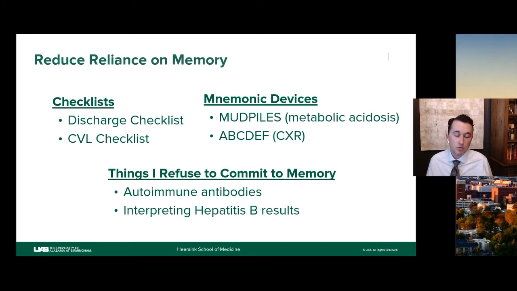Same for interpreting hepatitis B antibody results. I've got all the antibodies saved in a folder. I'll order them when I need to, and then when they come back, I'll pull out my little cheat sheet and figure out what their immune status is for Hep B. I just refuse to commit it to memory because I haven't been able to after all these years. Okay, so just look it up.